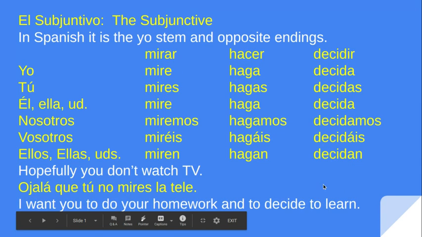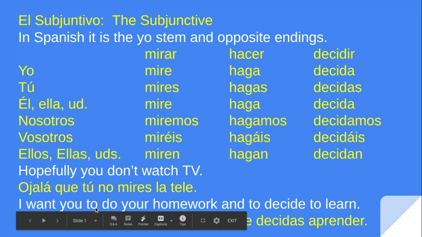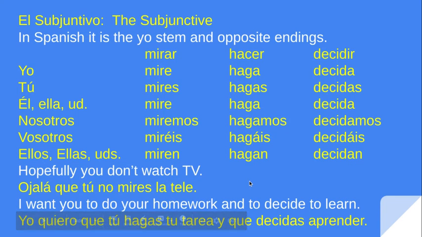So I want you to do your homework and to decide to learn would be yo quiero que tú hagas tu tarea y que decidas aprender. Notice this is the infinitive, and then this would be the present tense, but that's how we do the subjunctive tense. When we want someone else to do something, or hopefully someone does something, we're going to use the subjunctive tense: yo stem, opposite ending.